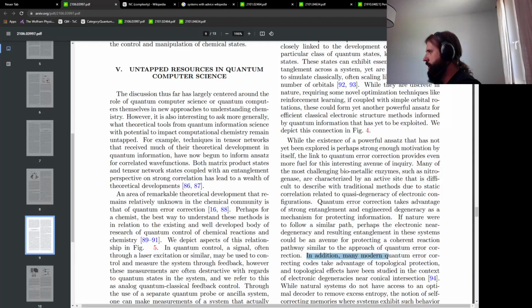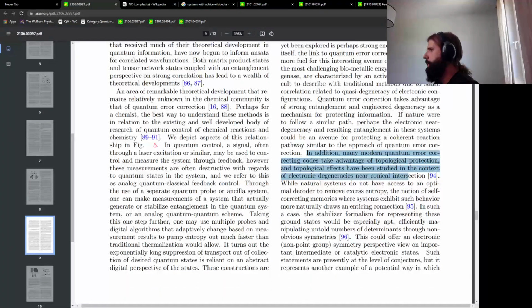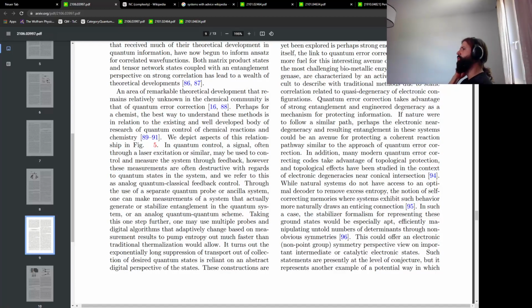In addition, many codes have topological protection. Topological effects have been studied in the context of electronic intersection. Natural systems do not have access to an optimal decoder to remove excess entropy. The notion of self-correcting memories, where systems exhibit such behavior more naturally, draws an enticing connection.